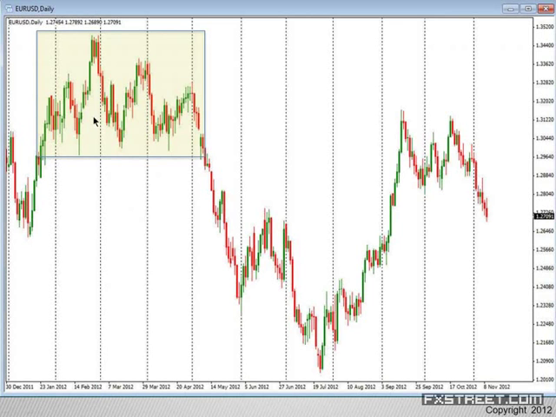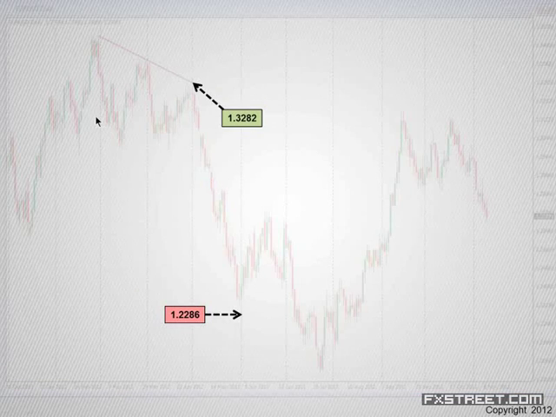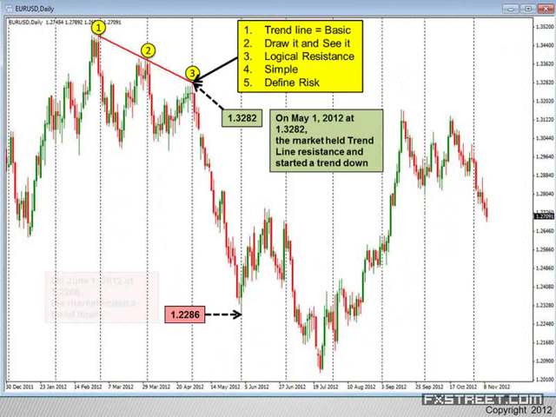But I want to focus on this area right here. You want to use just key simple tools, and the most basic simple tool that I know is a trend line. If you connect this high with this high right here and you come to this point right here, this is a basic trend line. Draw it and see it. Logical resistance, simple, defined risk. At 1382, the market peaked on May 1st, right at that level.